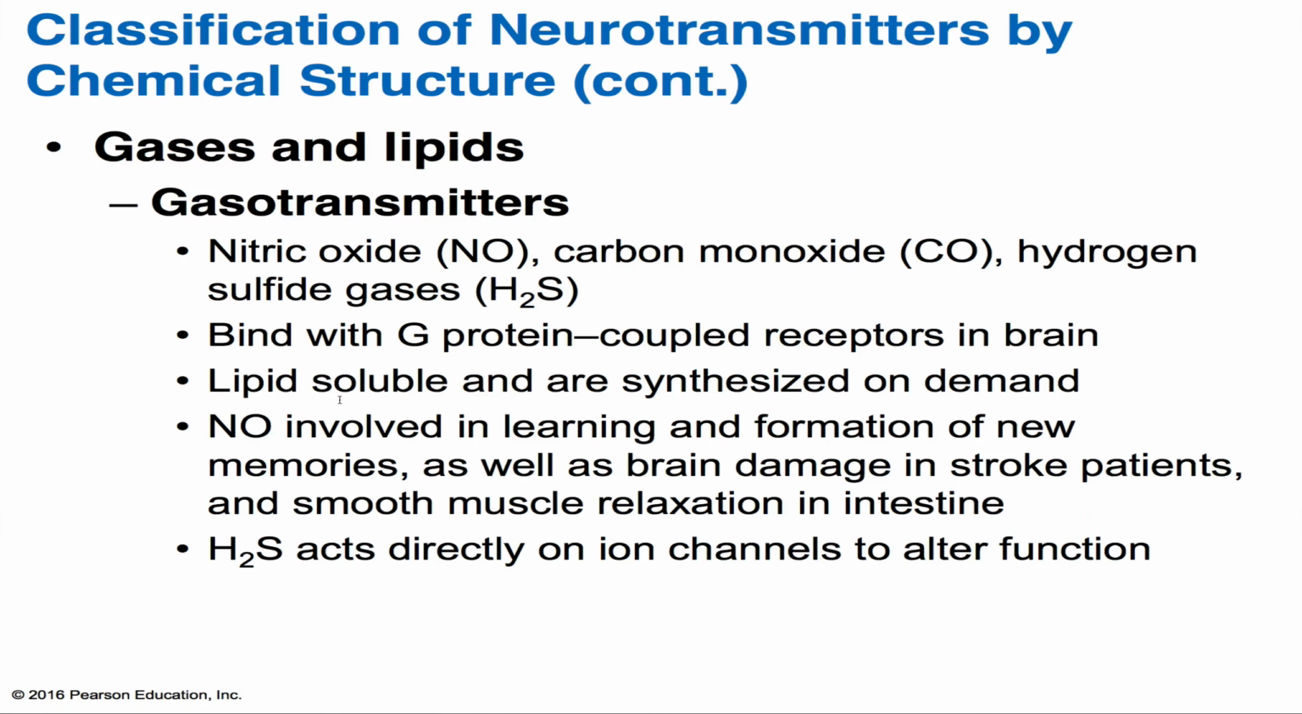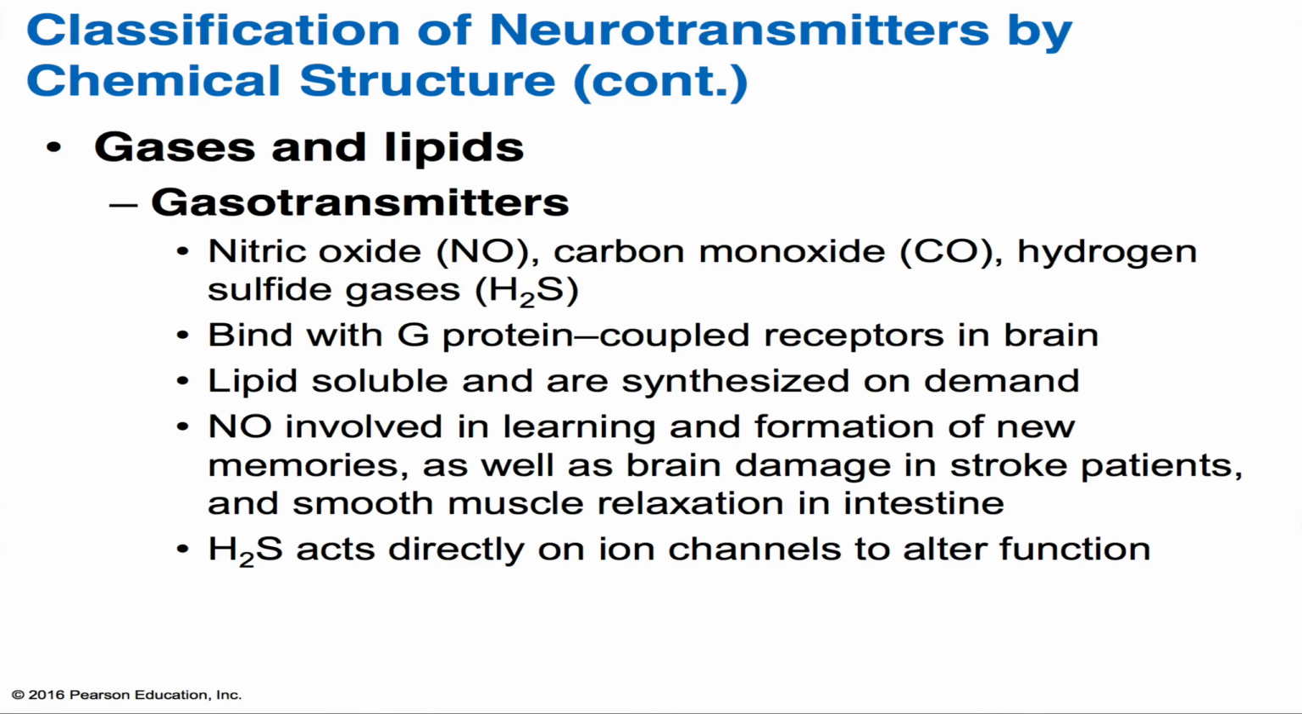These gases are lipid soluble, so they're easily able to pass through the plasma membrane. They're also synthesized on demand, so they're not produced and then stored in vesicles. Instead, when your body needs them, they're produced on demand and then they get shipped out of the cell. And then they'll pass through the plasma membrane of the nearby cell and bind to the specific intracellular receptors of that second cell.